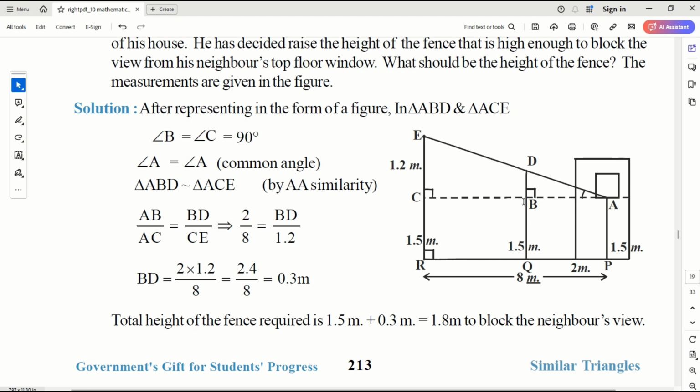Because this we know is 1.5 already, because this is the height of the roof. So BD you will get as 0.3 meter. So you should construct a fence of 1.5 plus 0.3, that is 1.8 meters, to block the neighbor field.